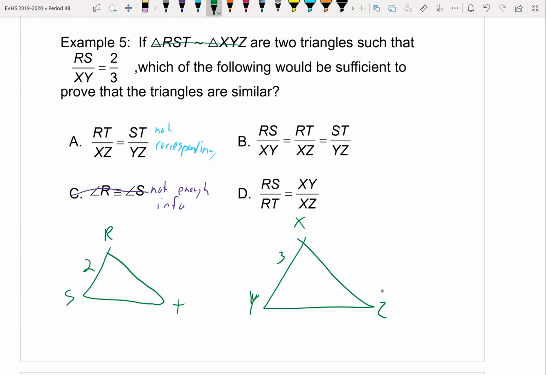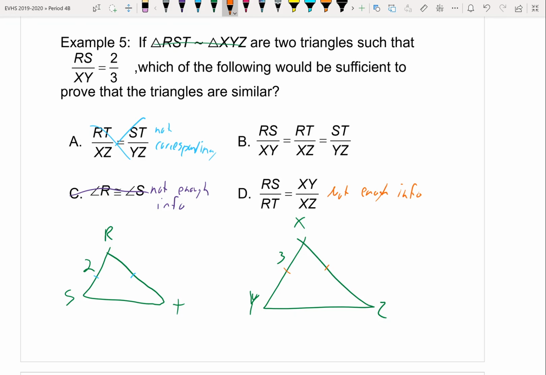Now, let's go ahead and look at option D over here. RS over RT equals XY over XZ. Again, this information is not going to help me out very much because I know that I have two sets of corresponding parts here, but I know nothing about either an angle or a third side, so I don't have enough information here. So again, this is not enough info.